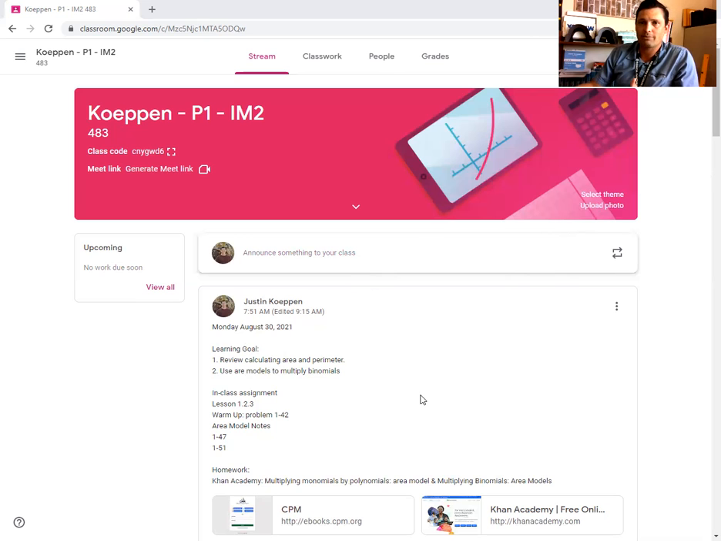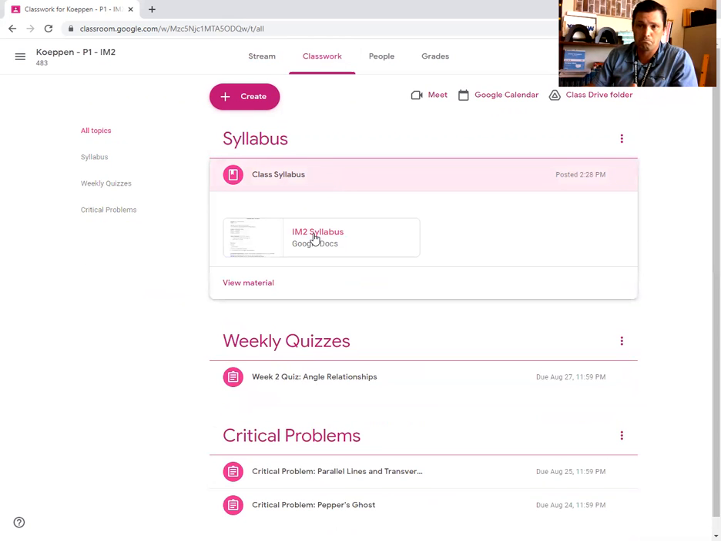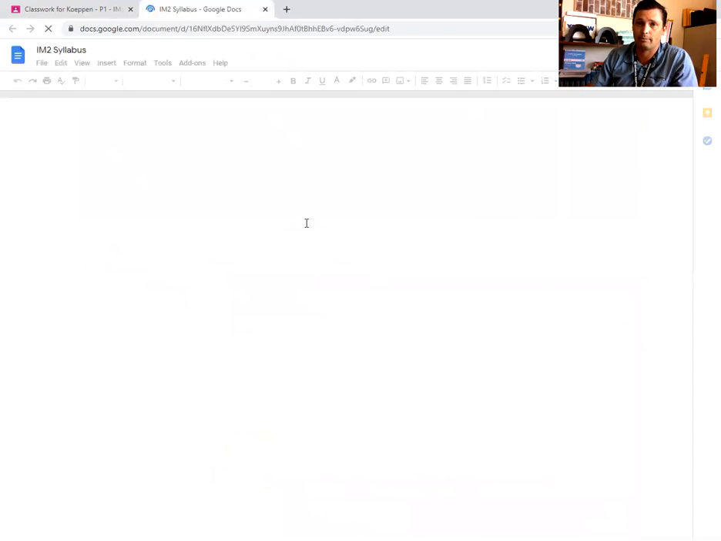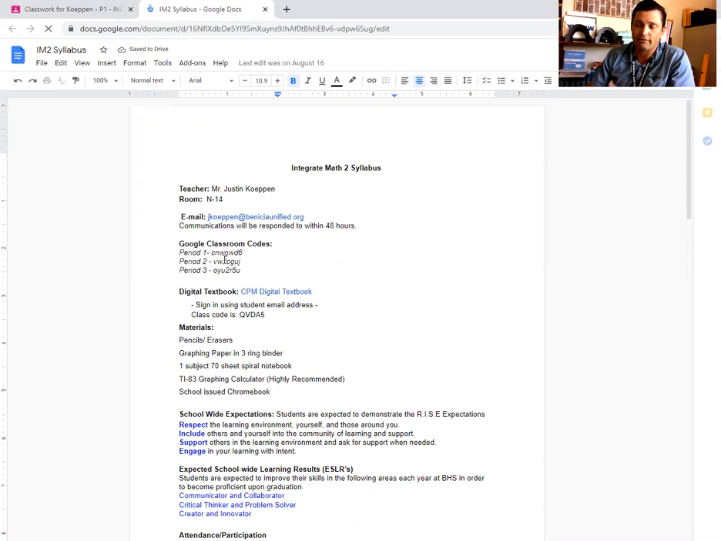Some assignments are posted on Google Classroom. Some assignments are not. We use a couple different learning platforms. The one thing I do want to show you is that under classwork, there is the class syllabus, and I am showing the IM2 syllabus here. Of course, the IM1B one does not look too much different. It just says IM1B on it because the classes are run pretty much the same. It does have Google Classroom codes. Every student is already entered into the Google Classroom, so that shouldn't be a problem.